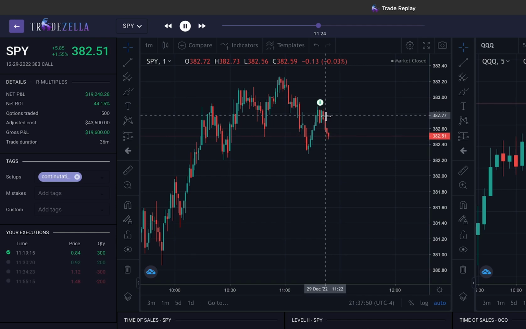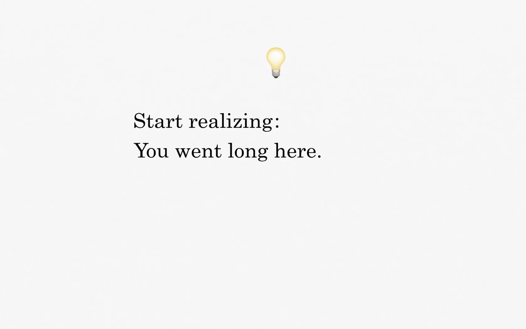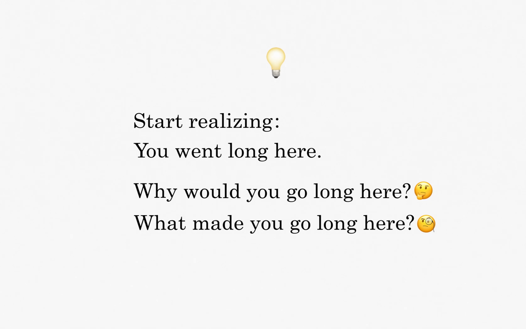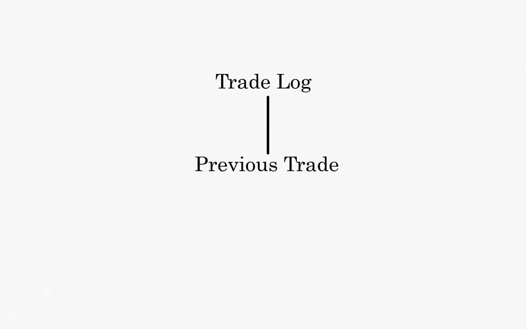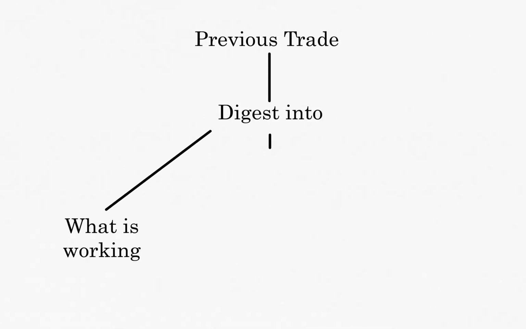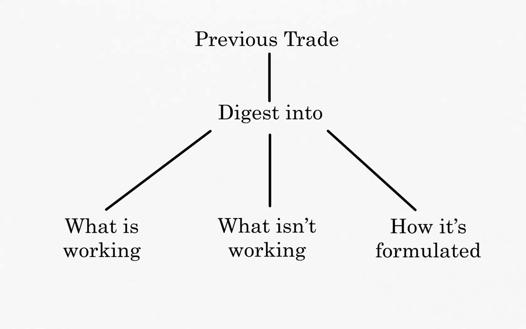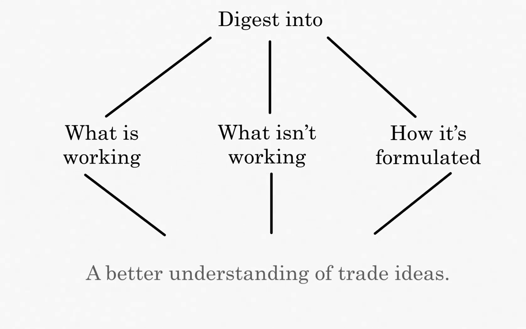Now, as a trader, the way this can benefit me is I can go back, pause it, and start realizing, okay, well, Umar, you went long here. Why would you go long here? What made you go long here? Because we have to understand, as traders, in real time, when we're trading and we're taking on trades, sometimes we're not in the right state of mind. So if we can come back to these trades from our trade log or trading journal and really digest what is working, what isn't working, and how these trades were formulated or how these trades were taken, it will give us a better understanding of the reasons or the thesis behind our trade ideas.